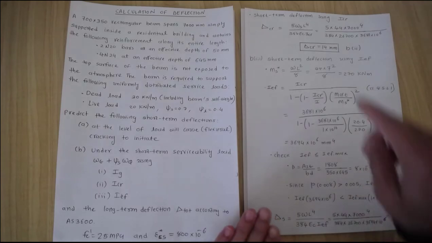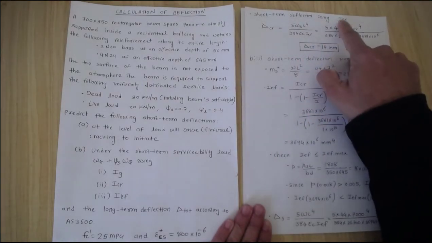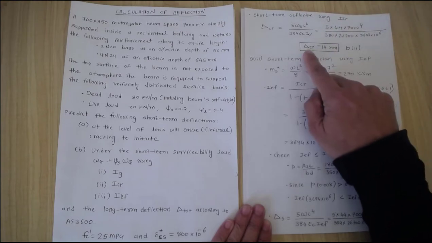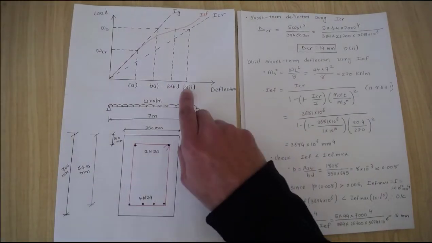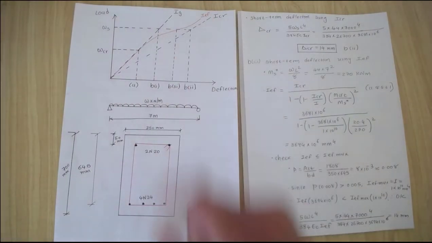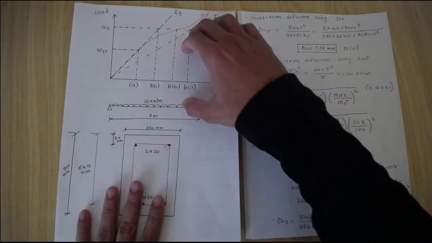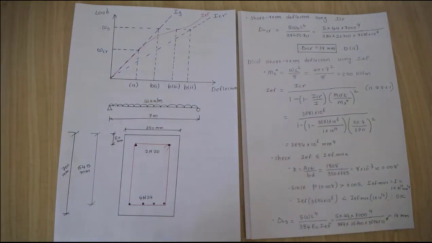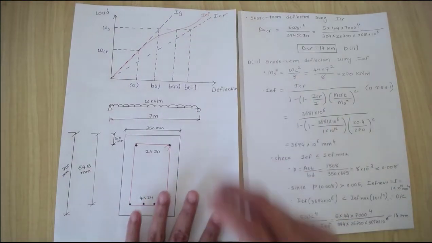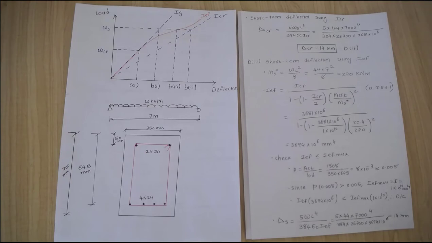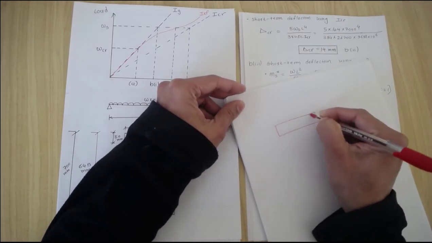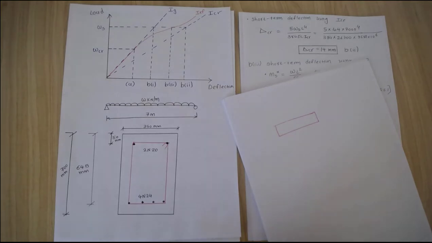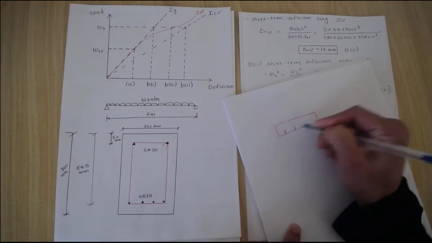Continuing straight from the previous video where we calculated the short-term deflection using the cracking moment of inertia, which is delta CR, 14 millimeters, that we calculated at this particular point. The beam under this loading will also contribute to this cracking. If I draw a small picture, let's say you have a beam here, and a flexural crack develops here.